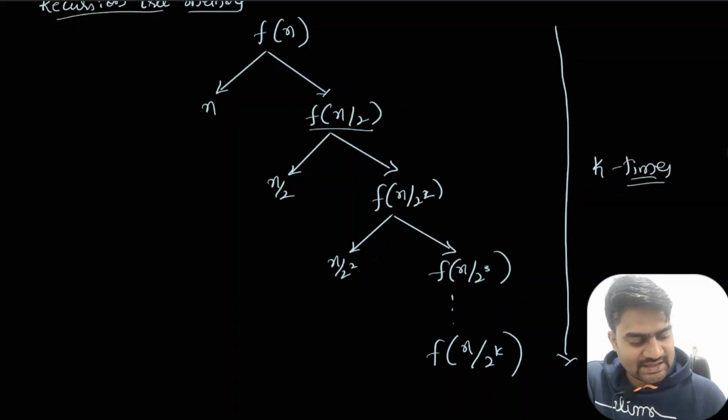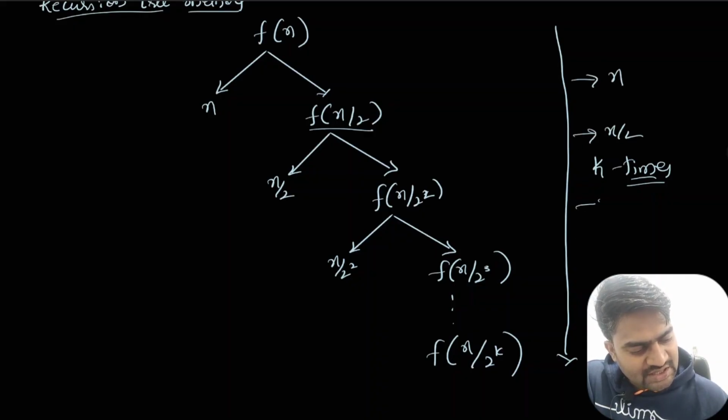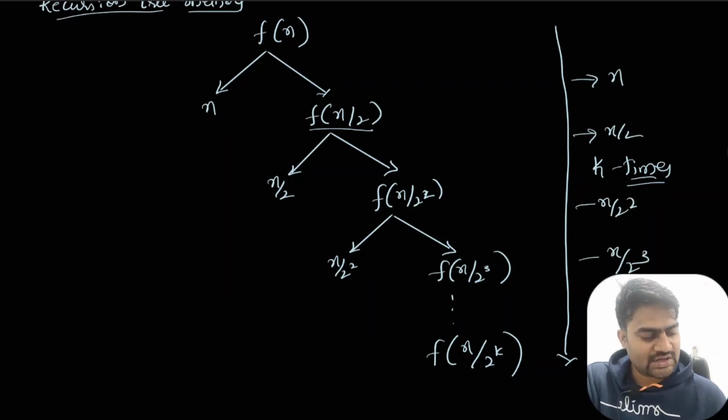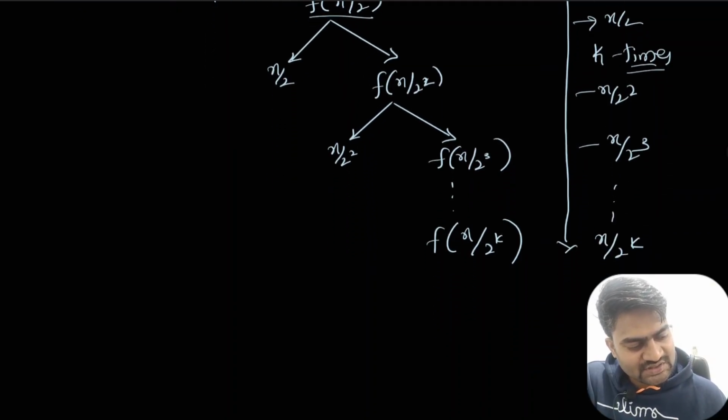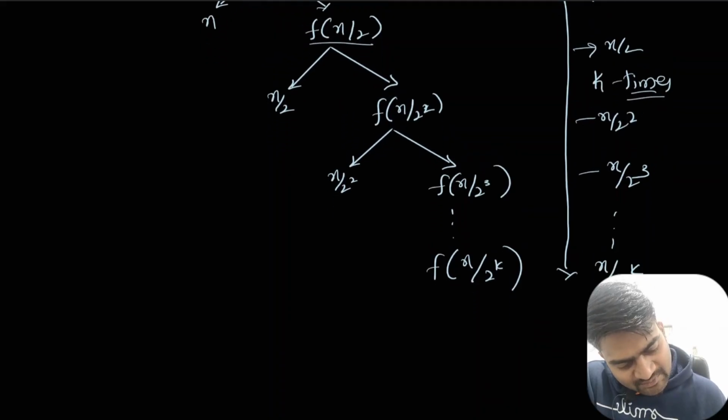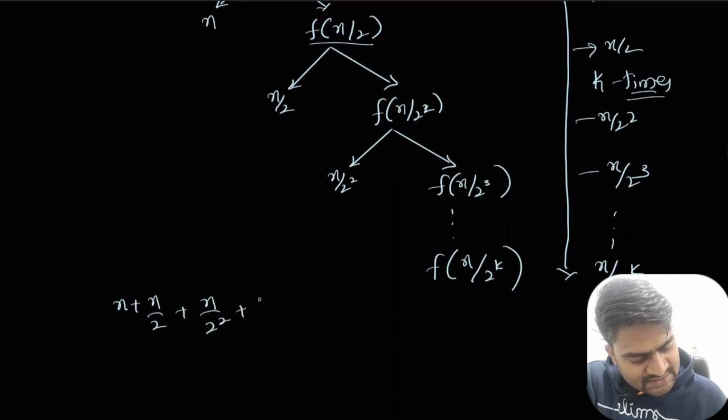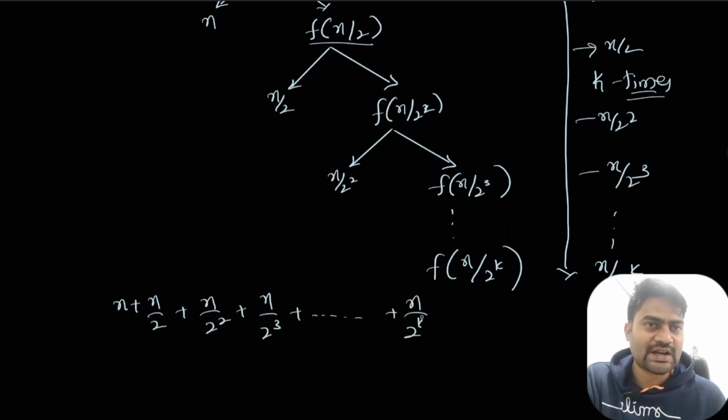It runs for k times. Now if you see what is the total work done in each step, initially it is n, then it becomes n by 2, then n by 2 square, then n by 2 cube, and so on till n by 2 to the power k. So now if that is the case, what is the total work done? Total work done will be n plus n by 2 plus n by 2 square plus n by 2 cube, and so on till n by 2 to the power k.